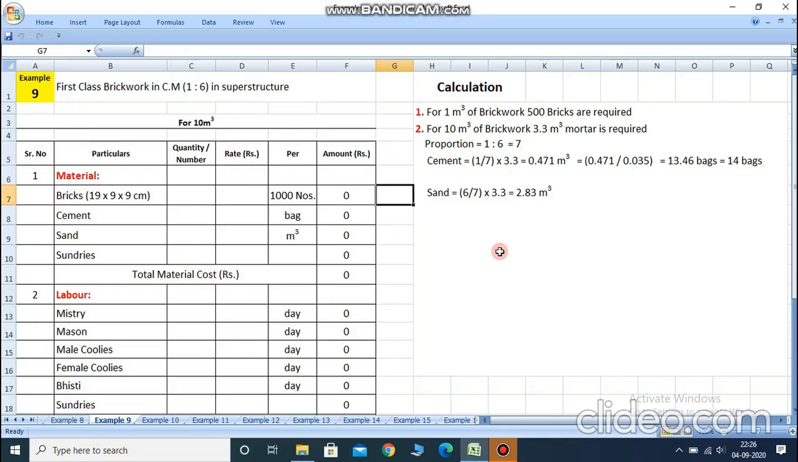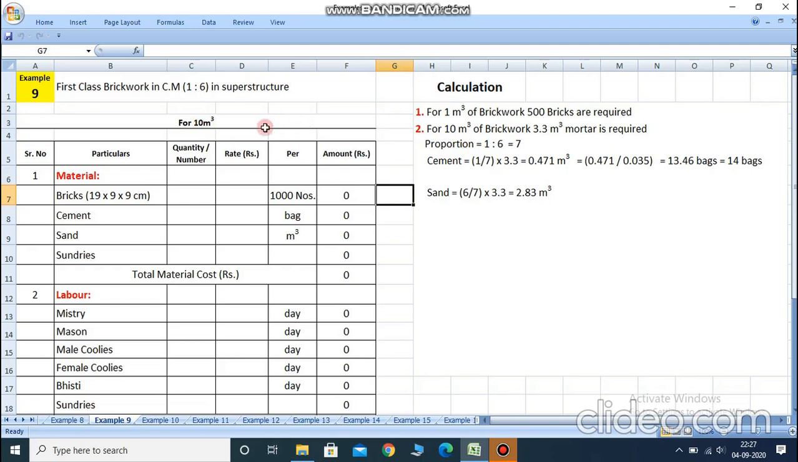Now today we start our topic, rate analysis examples. In example number 9, first class brickwork with a cement mortar ratio of 1:6 in a superstructure is given. We find out the total rate analysis for 10 meter cube of first class brickwork with cement mortar ratio 1:6.